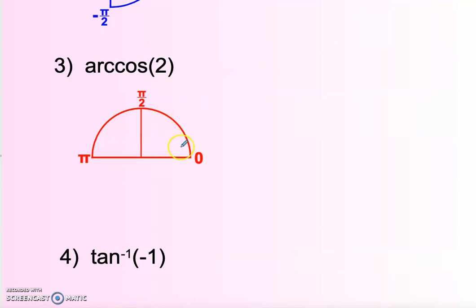Wait a minute, that doesn't make any sense. The biggest value that cosine could be is 1. We can never get a cosine value of 2. So you have to have the confidence in your unit circle, your unit taco, your unit burrito to say, this thing is undefined. There is no answer.